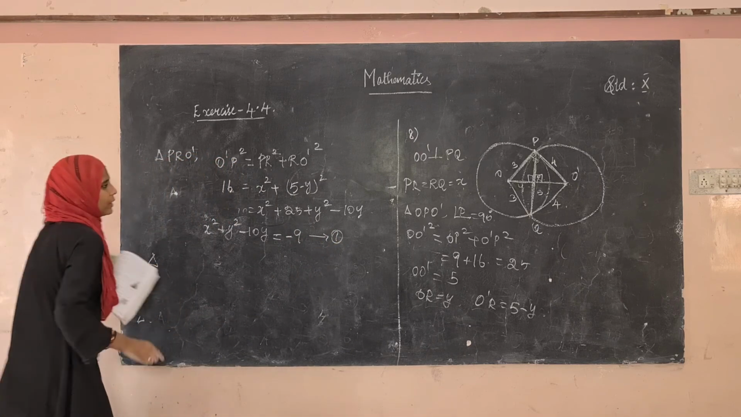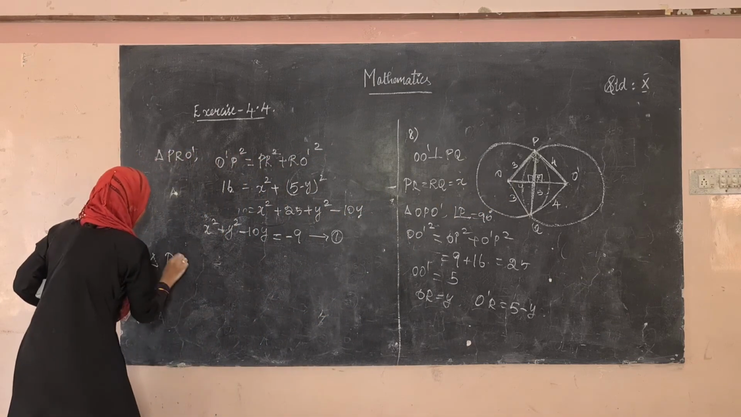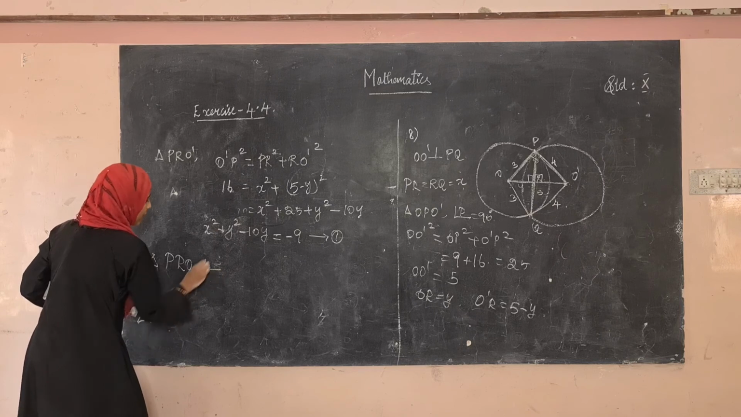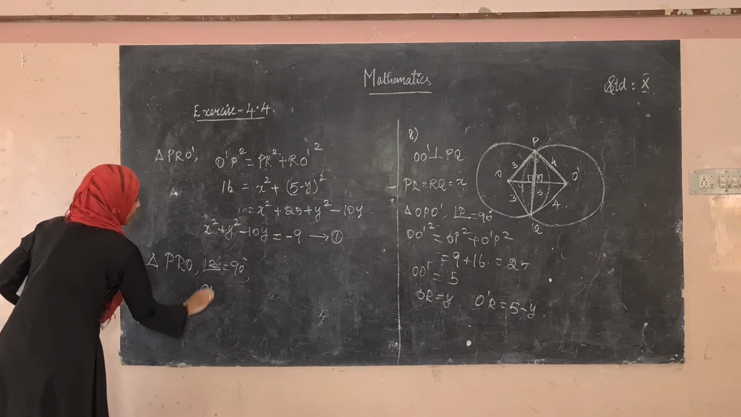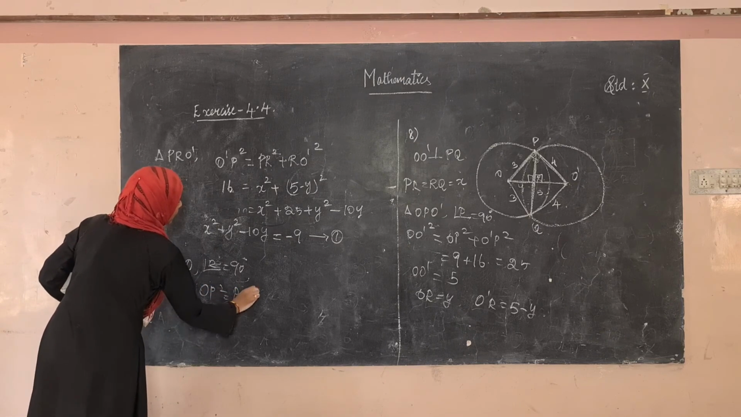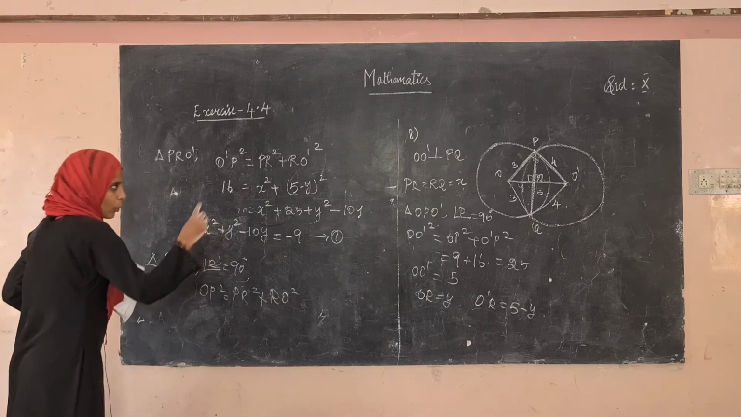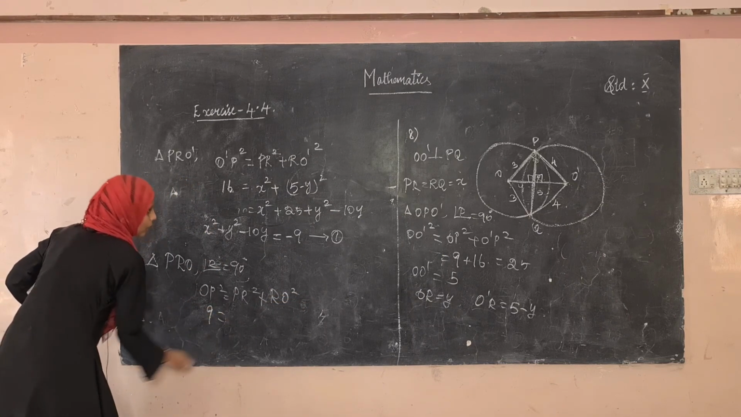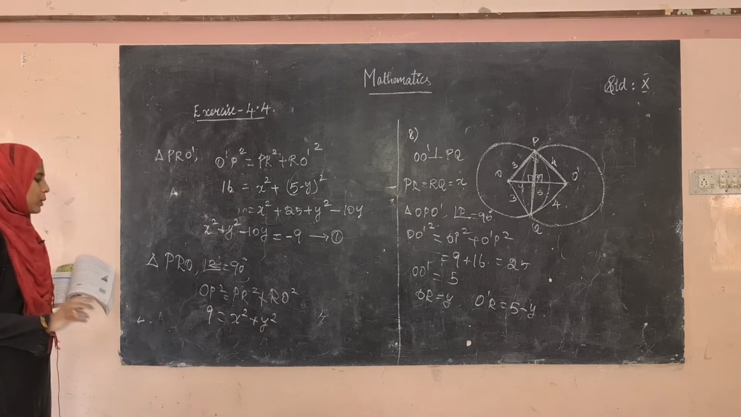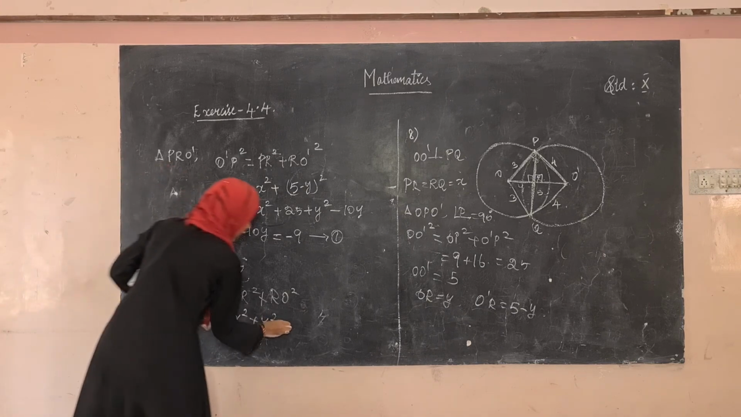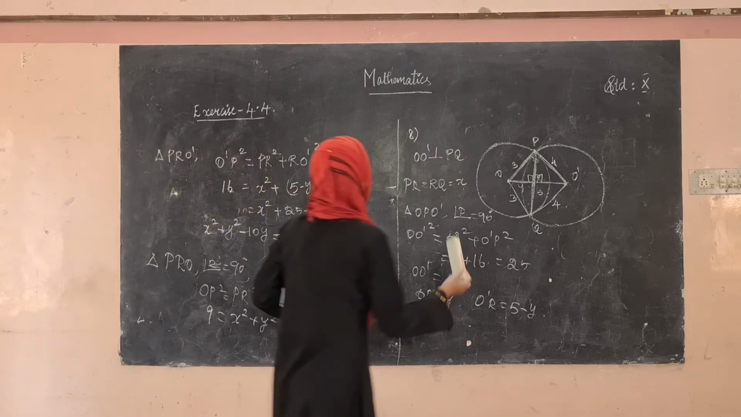Now let us take the another triangle PRO. It is right angled at R, R is equal to 90 degrees. Therefore the same thing. OP square is equal to PR square plus RO square. What is OP square? OP square is 3 square, which is 9, which is equal to PR square is X square plus Y square. So X square plus Y square is equal to 9. Now let us take this as equation 2.